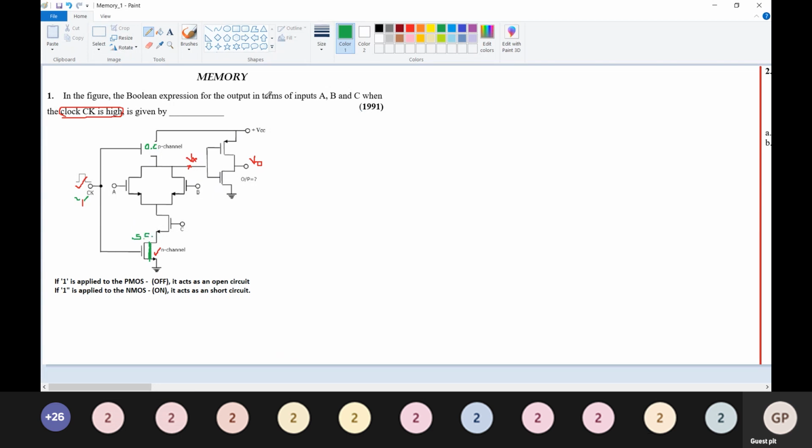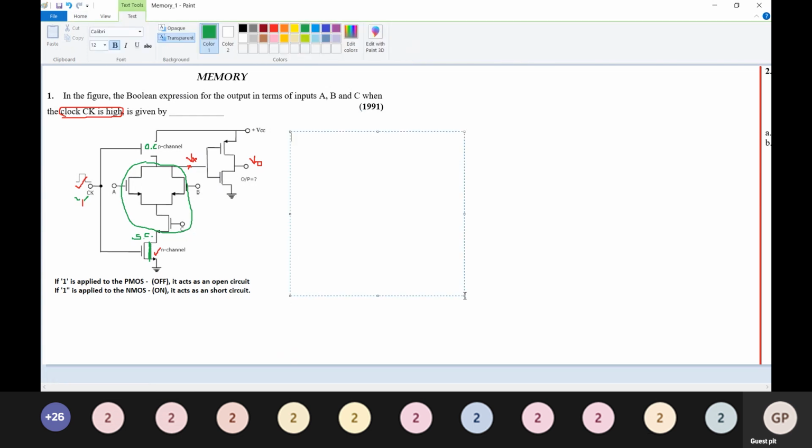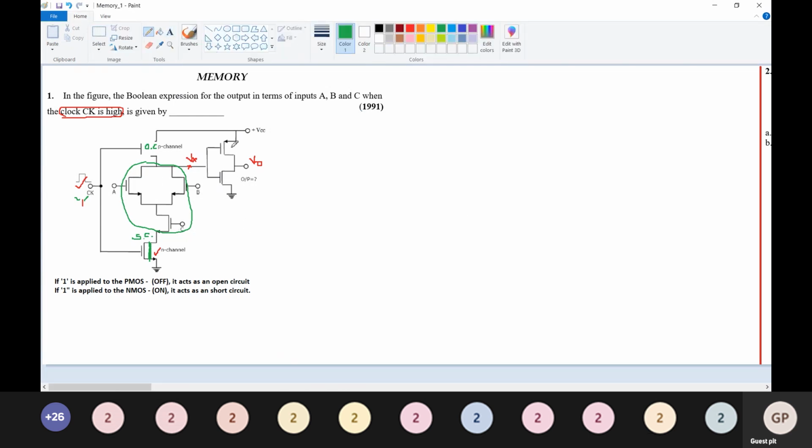Okay. So now we have to see what this part of the circuit does. I already told you, this consists of two levels. This is level 1 and this is level 2. Fine. Okay, now.